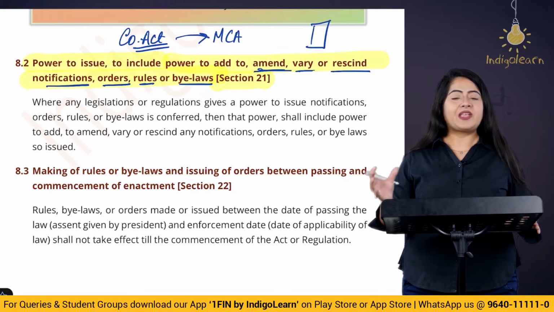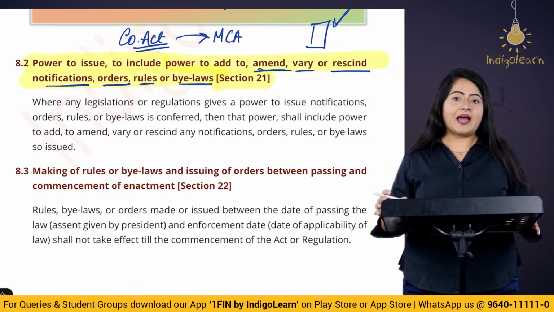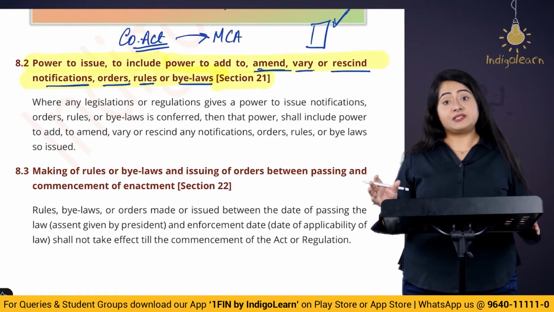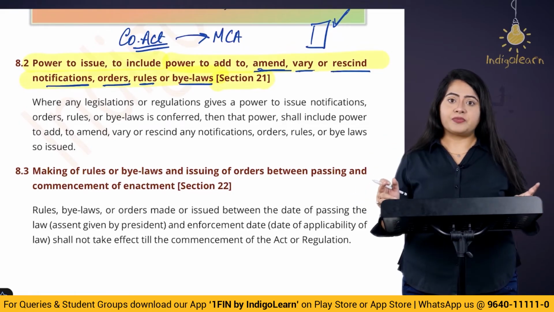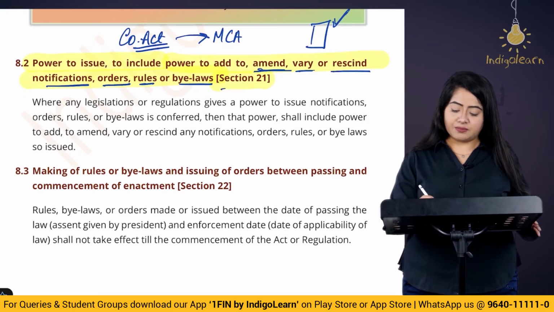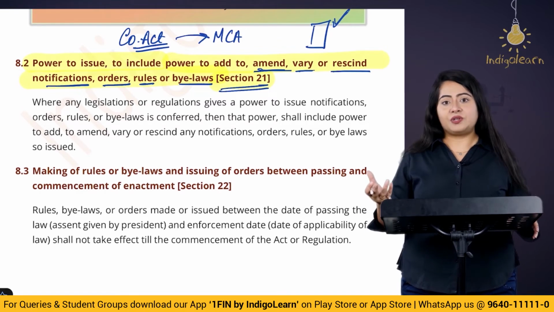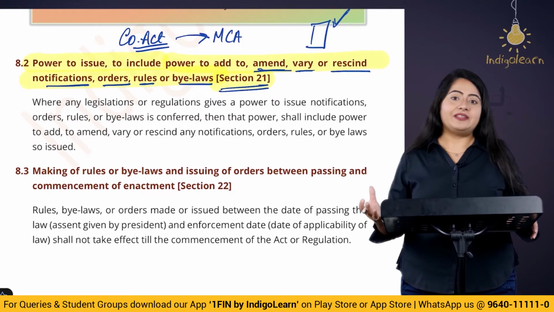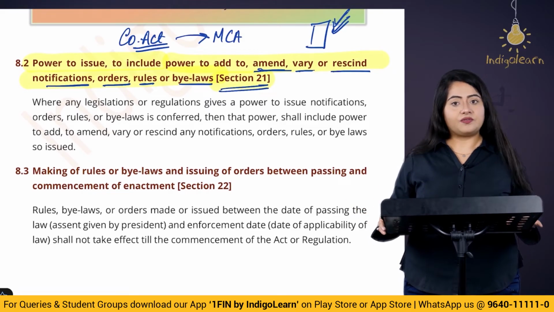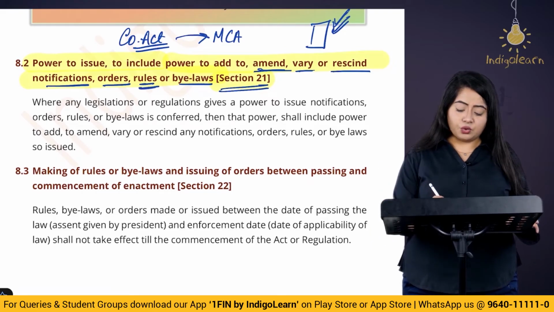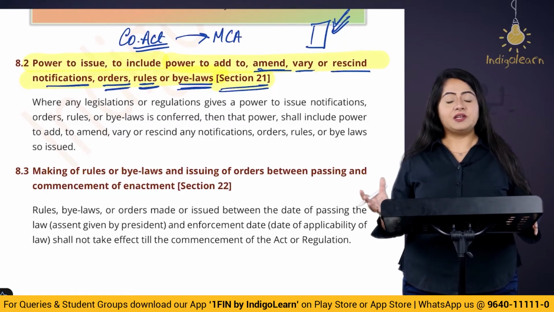Let's say a particular section of the Companies Act has to be changed. Accordingly, notifications have been issued. Now, can the central government change this notification? The answer is yes. In the Companies Act, it is merely stated that the notification can be issued to change the section. But here, according to the General Clauses Act, section number 21, this power to issue the notification also includes the power to change that notification or to withdraw that notification or to vary that notification or to rescind that notification, right? So, here the central government has the power to make changes in that notification also. Same way, if any rules are issued, bylaws are issued, orders are issued, then they can also be changed or they can be varied or they can be rescinded.